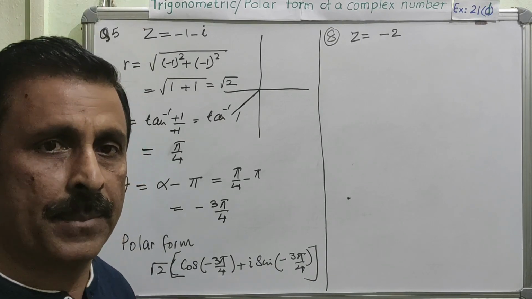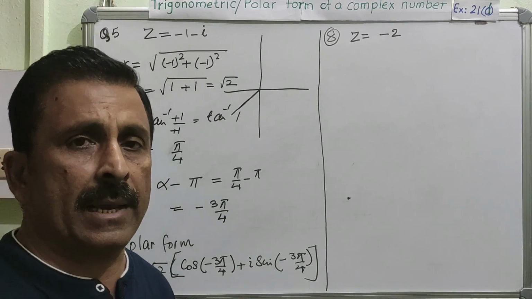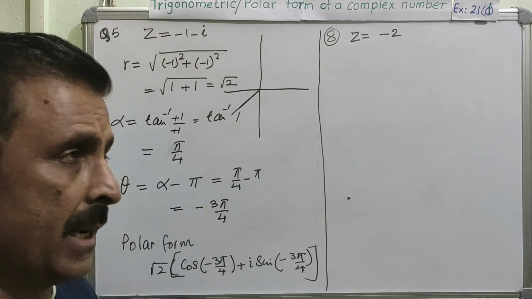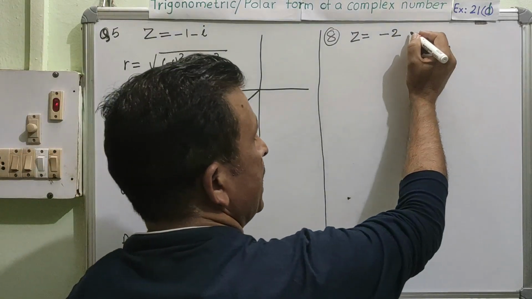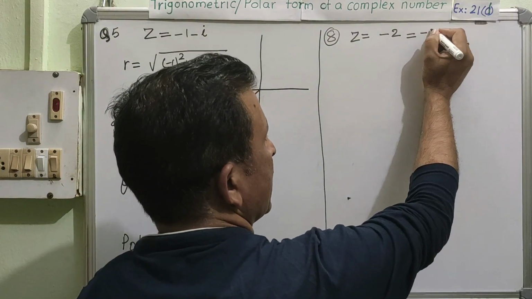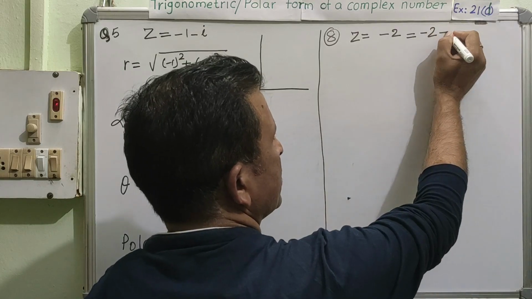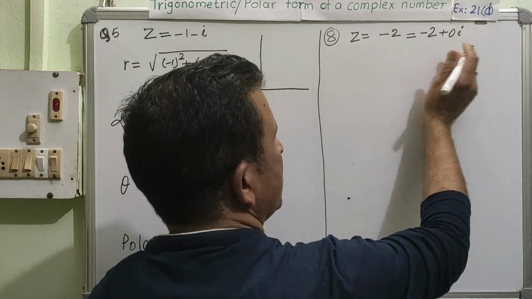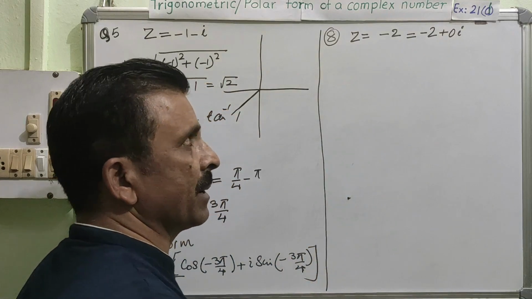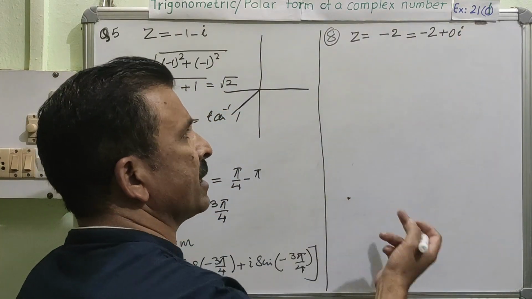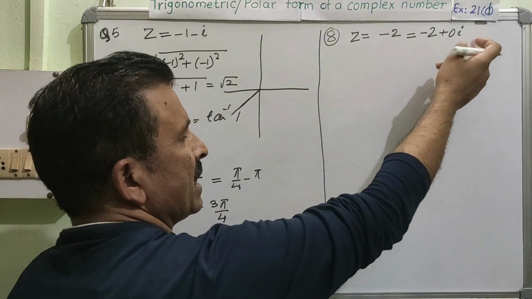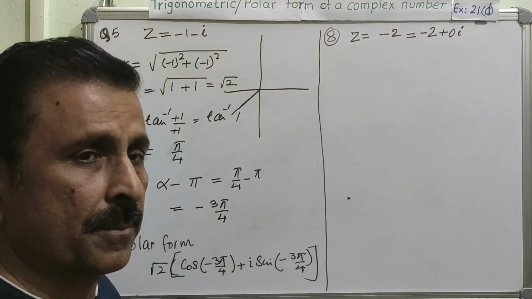What does it mean? It means the coefficient of i is 0. Clear? That means if we rewrite this, modify, we can write this complex number as -2 plus 0i. This is your actual complex number. This is because the coefficient of i is 0. That is why this part gets deleted and it was only -2.